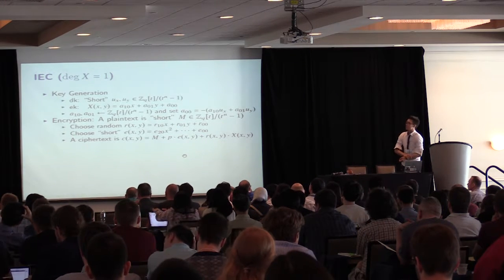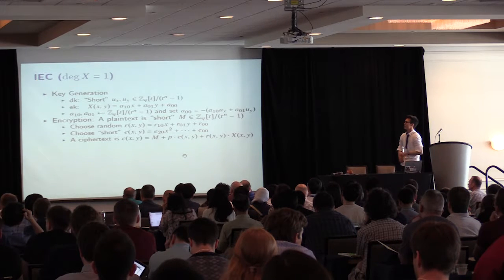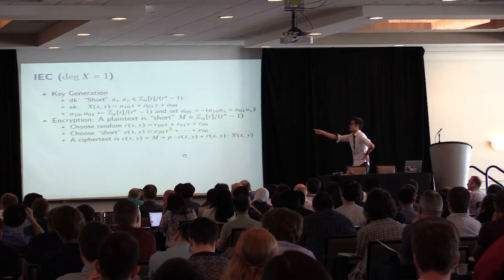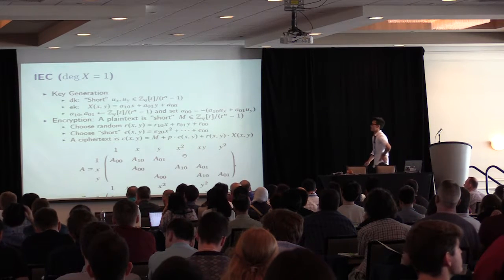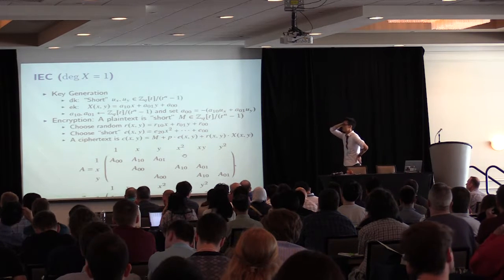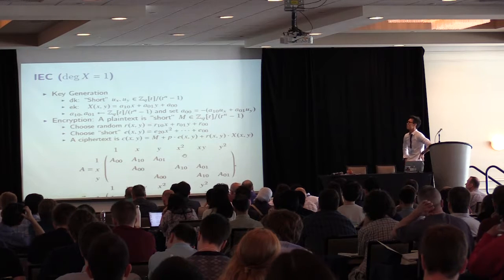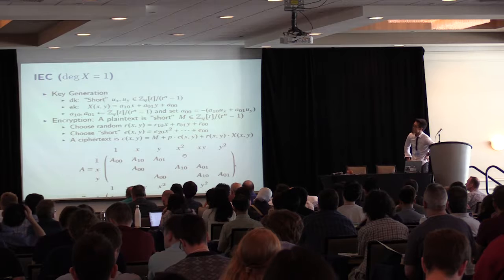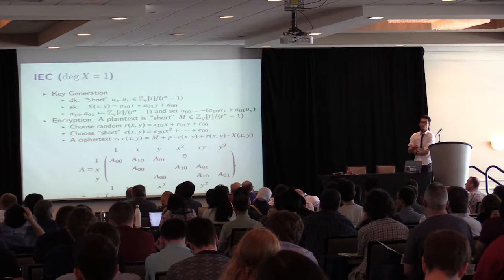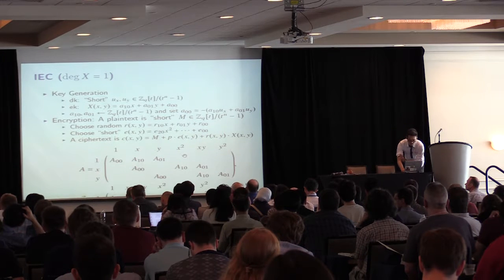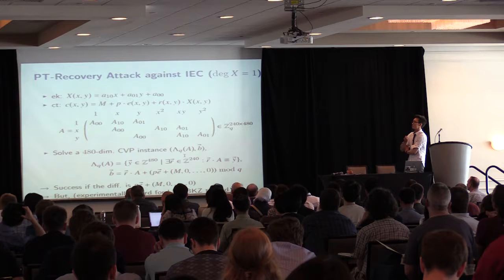In encryption, the plaintext is a short n. To encrypt this n, we choose a random r and a short random vector e. The ciphertext has this form: n plus p times e plus r times X. This means we can construct the matrix A like this. We only have three polynomials, a01, a10, and a00, and we have a matrix like this from three polynomials. Therefore, we can consider IEC as a special case of LWE-based PKE. So again, I want to examine the plaintext recovery attacks against their scheme based on the lattice techniques.